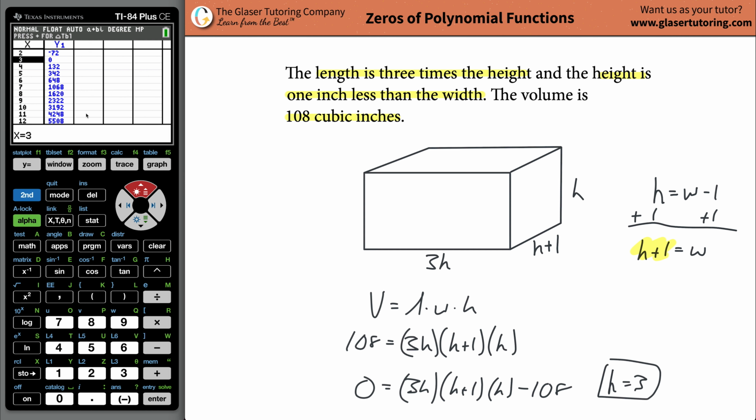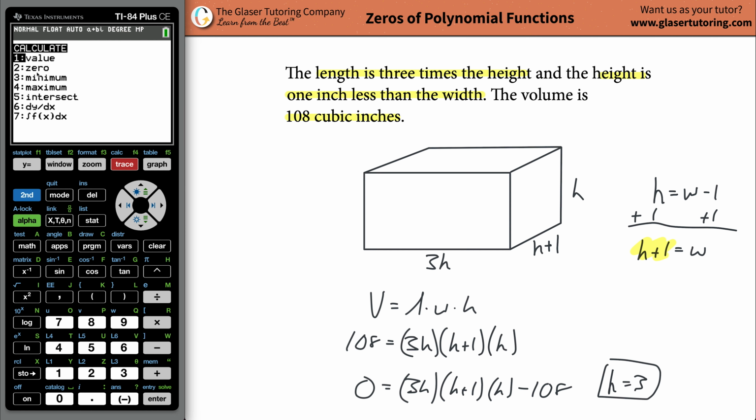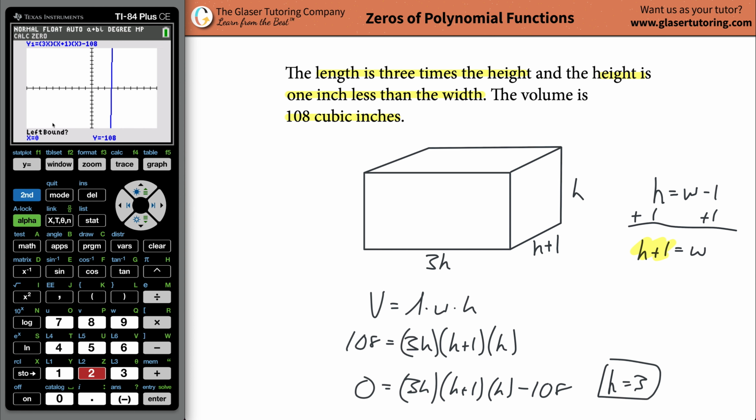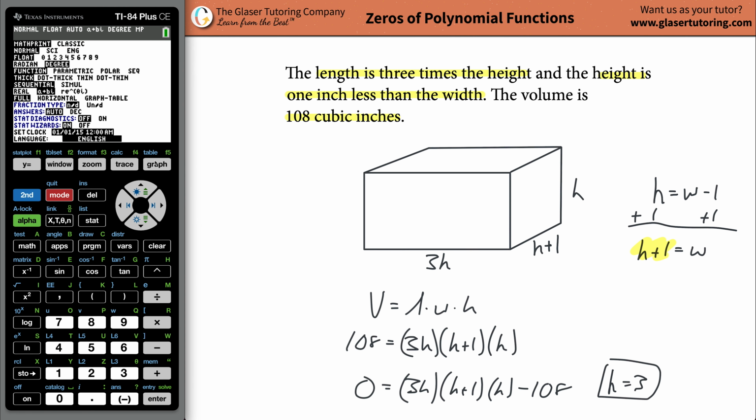Now, if the numbers don't work out quite nice, you can use this calc function. So hit second trace, and call the zero function. Now you have to move the cursor to the left of the intersection point. You know it's going to be 3, so just keep it somewhere around 2. Hit enter. Then move the cursor to the right of the point, somewhere past 3, like 3.6, that's fine. And then just give it a guess. Just get close enough. That's good. And watch. Boom.